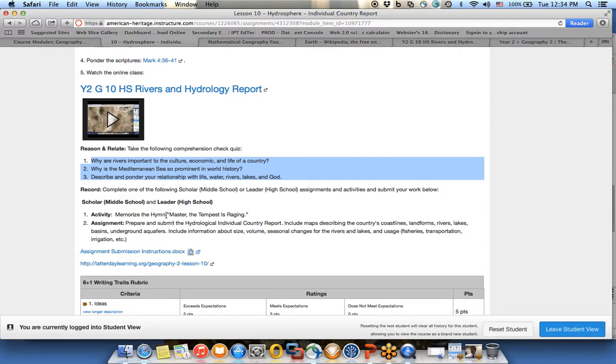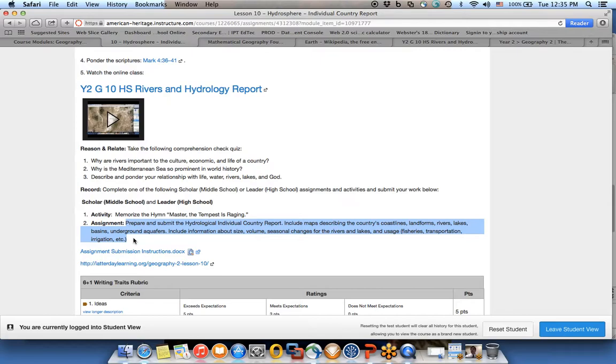The next part of the lesson would be the recording section, where we have activities and assignments for your students to complete. This would be the homework basically that comes with the lesson. If you are teaching the class, you could do these activities with your students and then give these assignments, and then the students, your children, could turn in the assignments to you for grading and feedback.